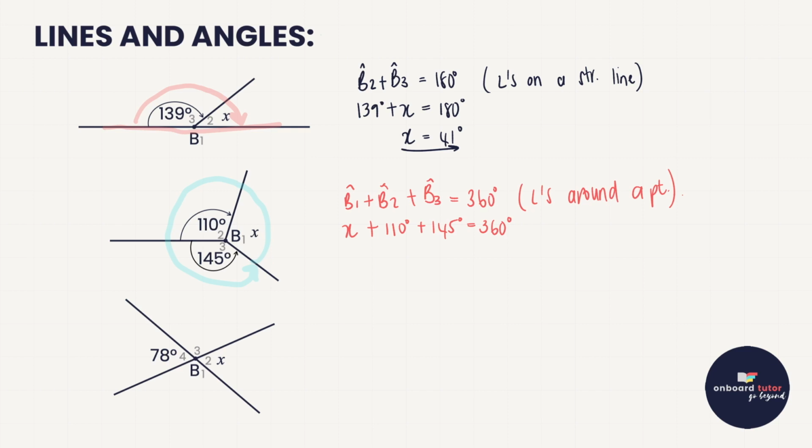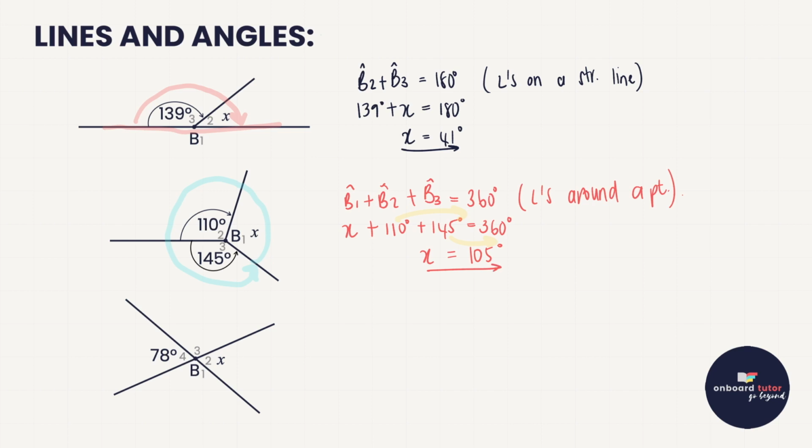This is just a plain old equation. We can take these to the other side and subtract them there. So x is going to equal 360 minus 110 minus 145, and that gives us an answer of 105 degrees. Angles around a point.